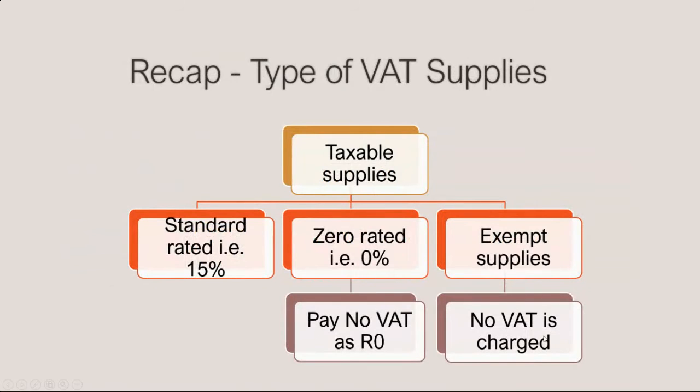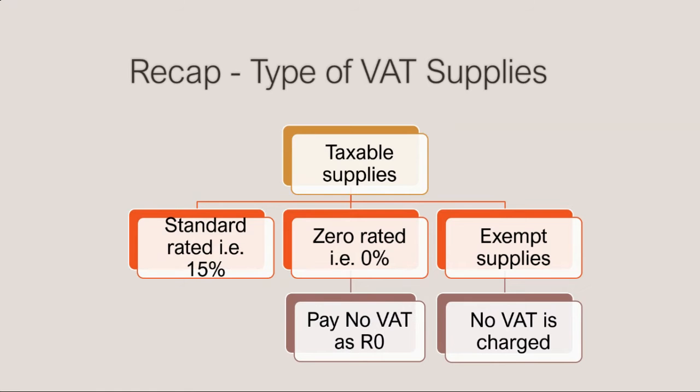Now, let's just quickly recap. So in the previous session, we said there's three types of taxable supplies. You remember the one is standard rated, which is 15%. And then you've got zero rated, which is 0%. And then you've got the exempt supply. So that's something that does not have any VAT on it.